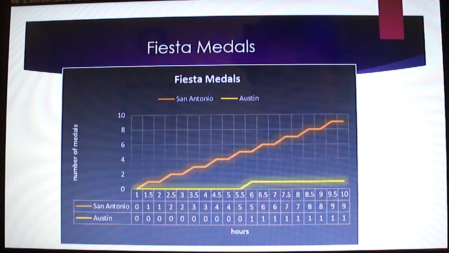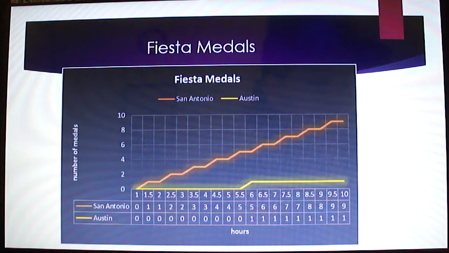As you can see, Fiesta Medals San Antonio can produce more medals quicker than that of Austin. San Antonio Medals was able to produce about 9, almost 10 medals in one day, while Austin could only produce 1.5. The absolute advantage for Fiesta Medals San Antonio is that they can produce more medals in a day than Austin's Fiesta Medals. Their comparative advantage is that because of the quicker rate, it makes it easier for them to produce more medals in a time frame and fulfill orders faster.